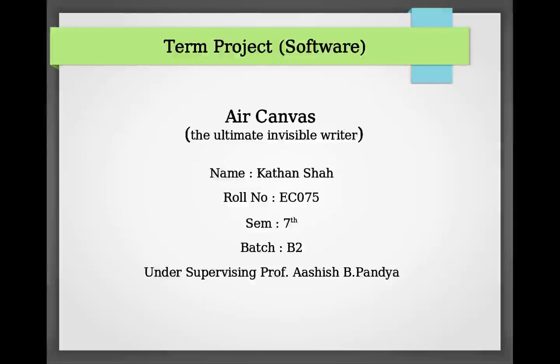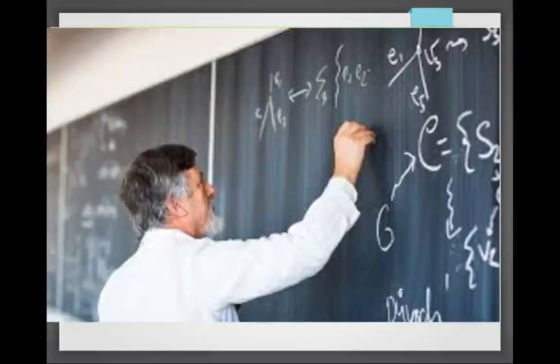Today in this video I'll be presenting my term project of 7th semester. The project name is Air Canvas Ultimate Invisible Writer. The main idea behind this project is writing in the air via a marker, and specific software will convert that into drawing or writing on a presenting screen. So it is basically an alternative to chalk and duster type education.